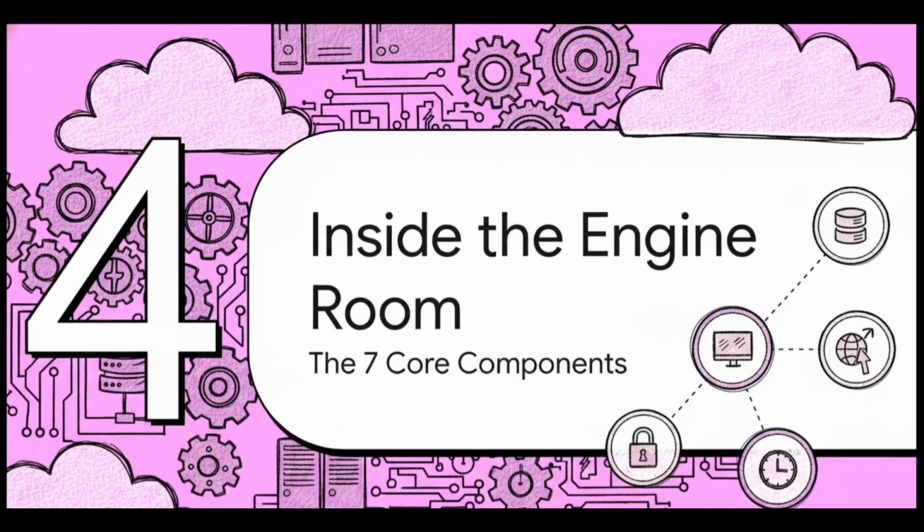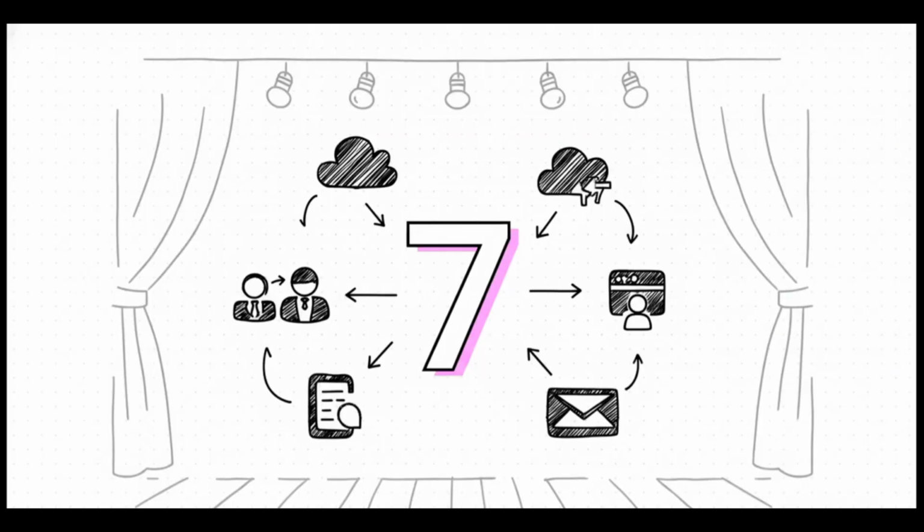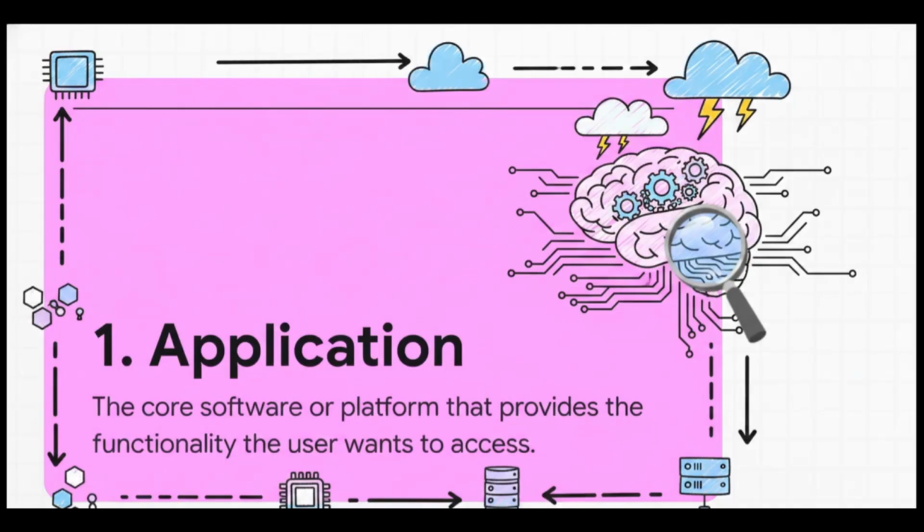Now, this engine room isn't just one giant machine. Oh, no. It's actually made up of several key parts all working in concert. We can break it down into 7 essential components. All right, let's take a closer look at each of these 7 components and see how that backstage magic really happens. First up, it all starts with the application.